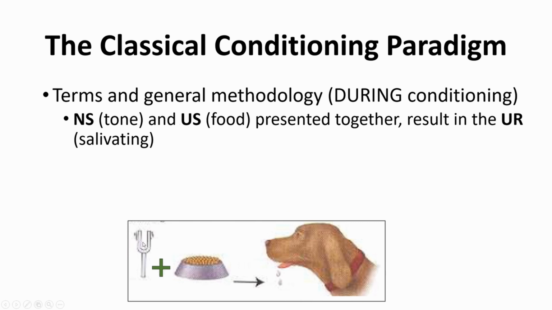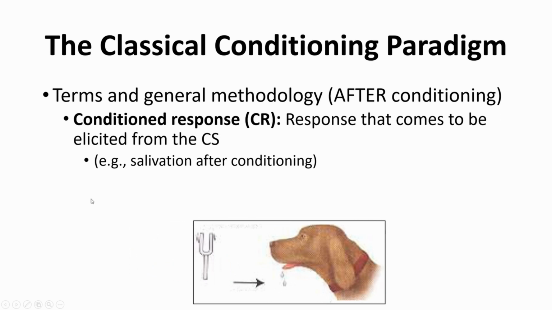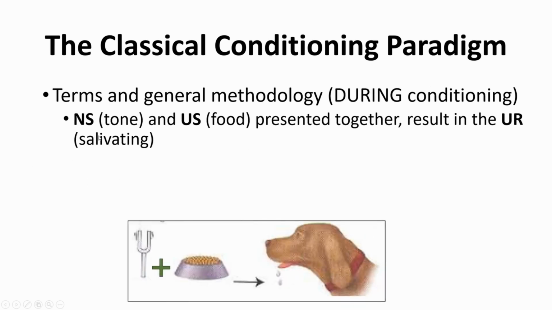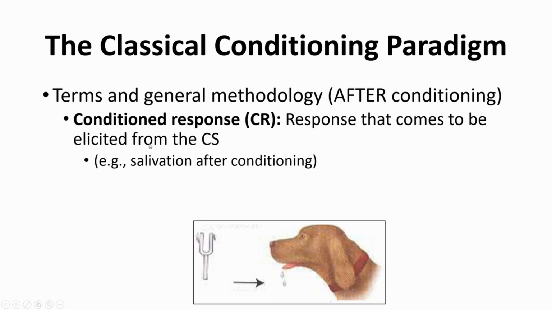So that's at the bottom here. You have your tone and food, and the dog drools. And you're going to do this multiple times, multiple trials, multiple pairings. So you have your tone and your food presented together, and the dog salivates. Over time, that neutral stimulus becomes a conditioned stimulus. And after conditioning has happened, we can say that that conditioned stimulus is going to produce a conditioned response.